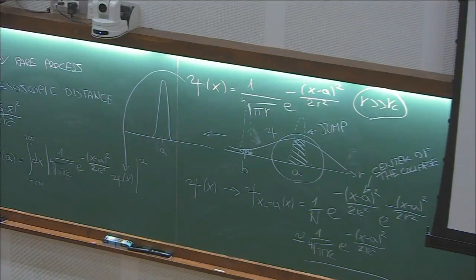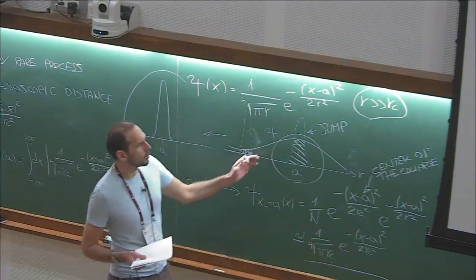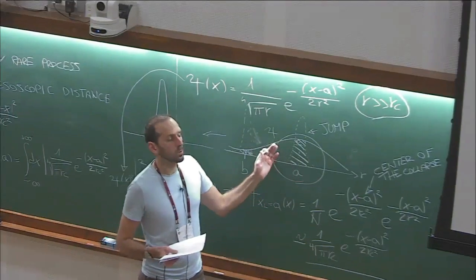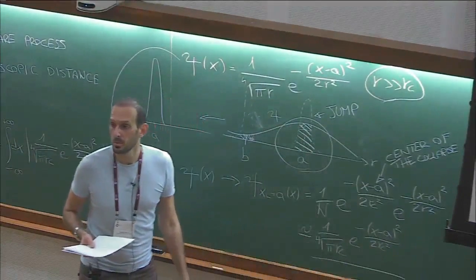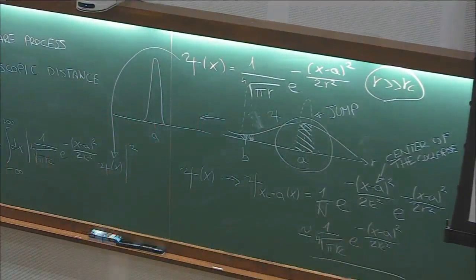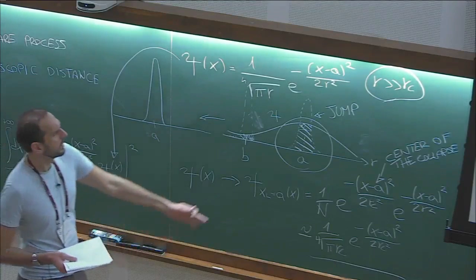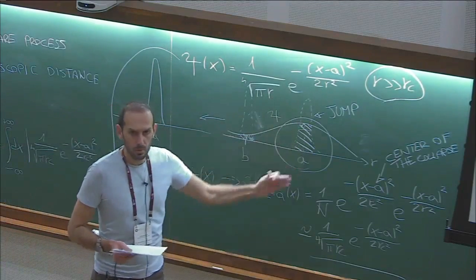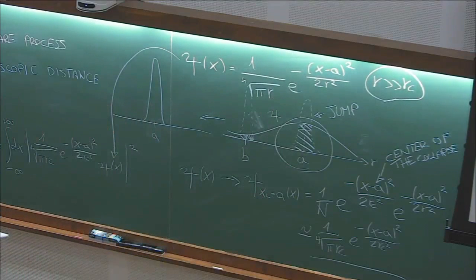Or if you wish, the collapse is more likely to occur where the wave function is more appreciably different. It's morally the Born rule, even though not precise, strictly speaking. Because basically you're not projecting with the rectangle, but with the Gaussian. Okay, so that's how the jump occurs.